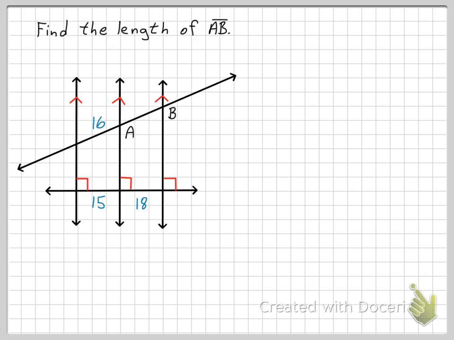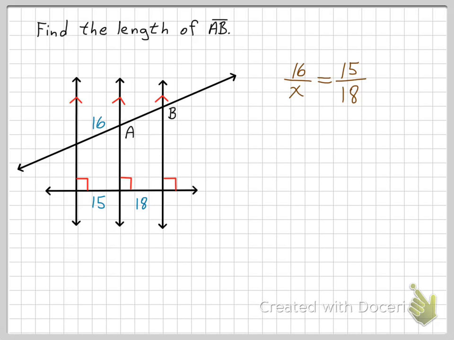But anyway, find the length of line segment AB, and so this is the line segment right here that we need to find. We don't know what that is, and it's our task to find it. Well, we do have three parallel lines that are cutting through two transversals, correct? So that means that we've divided those transversals proportionally. That means 16 divided by this value is going to be the same as 15 divided by 18. Okay, so let's plug those in and see what we get.